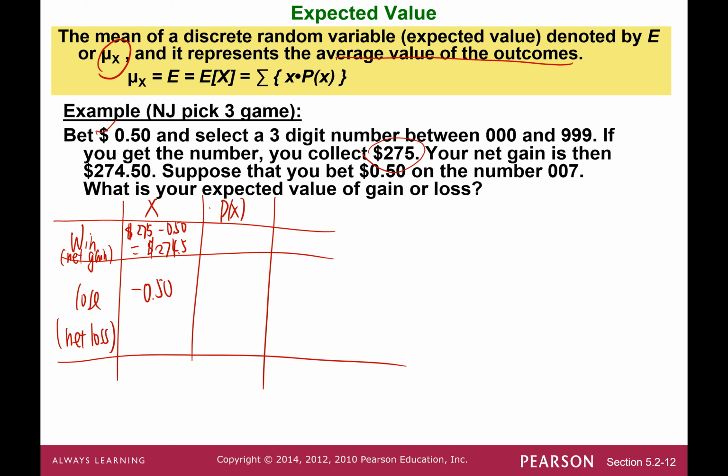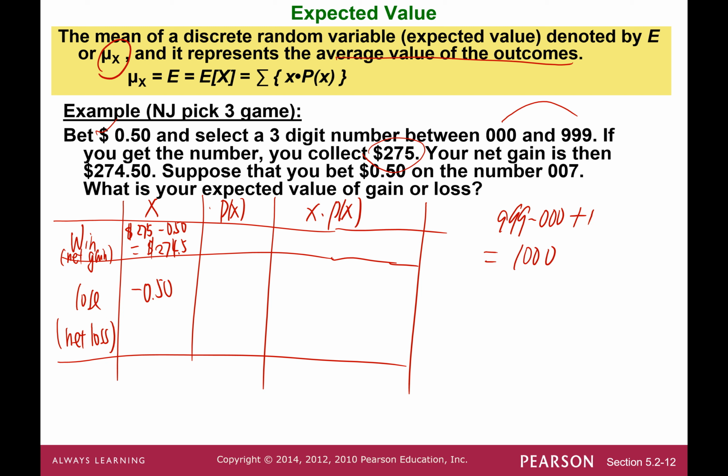Okay, let's take a look at this. So you have to find the probability of winning. We need to see how many numbers there are, right? So we get it between 000 and 999, including the first one, that's 1,000 numbers available. And only one winning number, so the probability of winning will be 1/1,000.